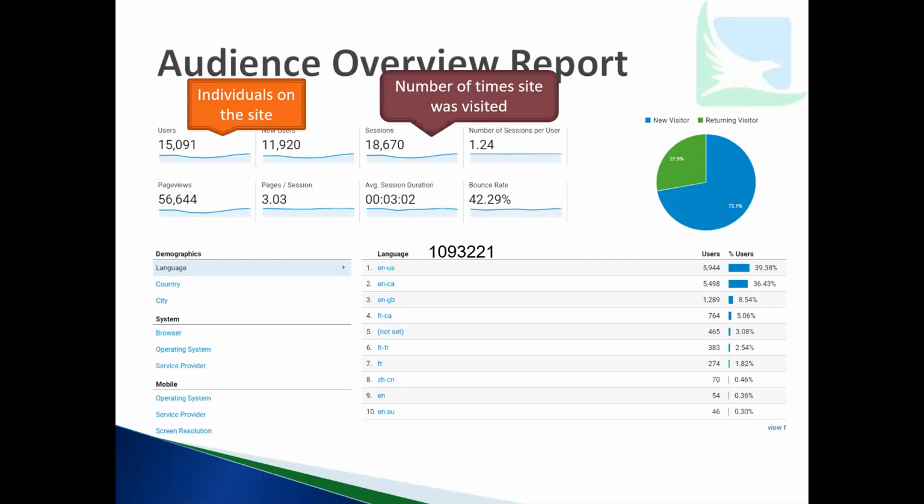Another term you'll see is sessions. Sessions is the number of times the site was visited. So you might have, for example, 3 users, but 4 sessions. So one of the users came to the site twice. Generally speaking, you will have more sessions than you will users. The next one is page views. This is the number of times that the pages were viewed on your website.